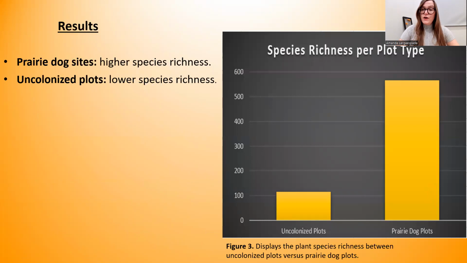Also, the results of the plant diversity survey further displayed higher plant species richness within the prairie dog sites compared to the uncolonized plots. So here we have lower species richness within the uncolonized plots compared to higher species richness within the colonized plots. That mainly relates to the heterogeneity of the prairie grasses seen in the uncolonized plots compared to the curly dock vegetation that was heavily observed in the prairie dog plots.